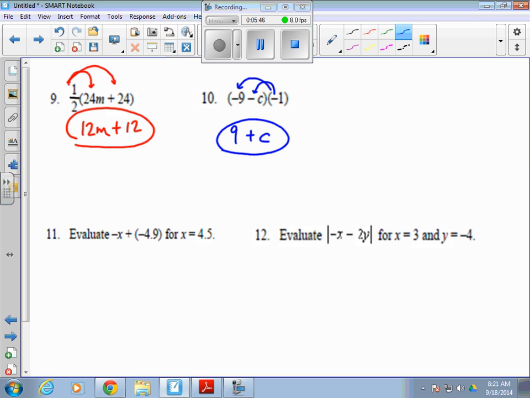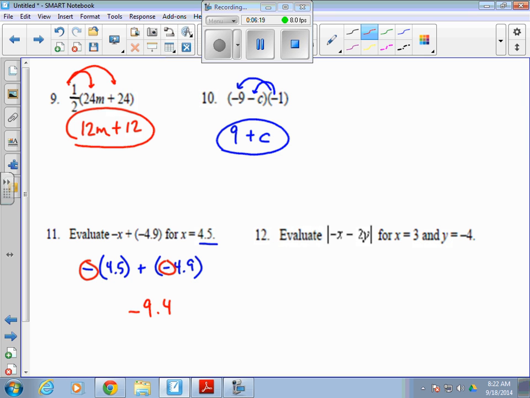Number 11 says to evaluate -x plus -4.9 for x's value equals 4.5. So negative, and then you plug in x's value, 4.5, plus a -4.9. Right here we have the same signs. They're both negative. Since we have the same signs, we add them up and we keep the common sign. When you add 9 and 5, you get 14. You carry a 1. 4 and 4 is 8, plus 1 more is 9. 9.4. And then keep that common sign that was negative.